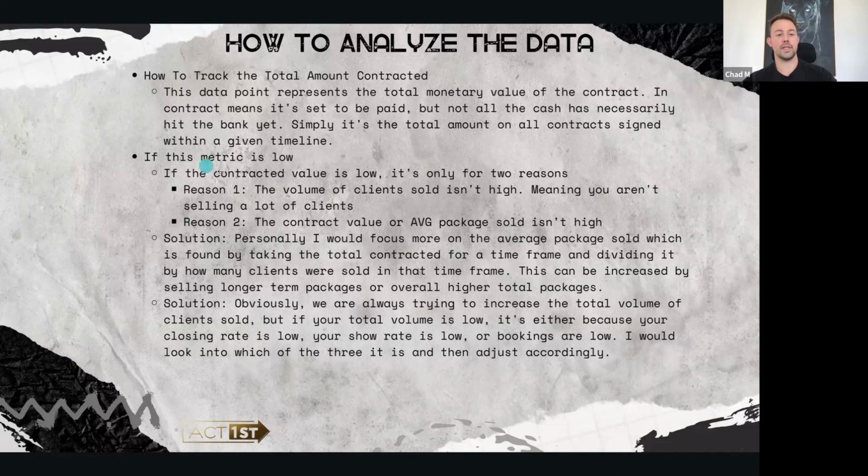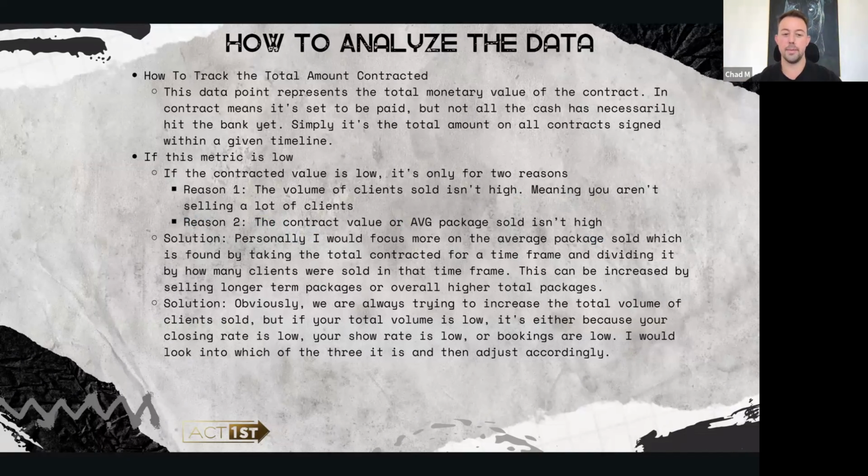So if the contracted value is low, it's really only ever two reasons. Reason one, the volume of clients sold isn't high, meaning you aren't selling a lot of clients. At that point you can look and see why. Is it because my close rate is low? Is it because my show rate is low? Or reason two, the average package isn't high, meaning that you're selling the downsell really often. So the total average package that you're selling is low. You're not selling the premium packages.